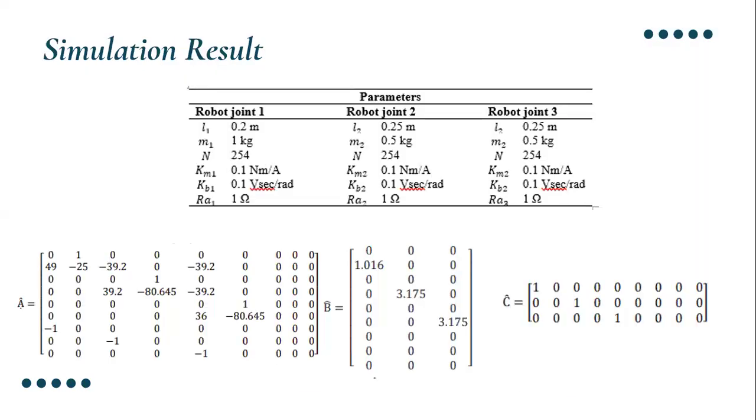The simulation is performed in MATLAB Simulink by creating a state space model of the robot manipulator. The simulation is conducted to validate and implement the control algorithm on the hardware. We use the MG996R servo motor parameters as listed in the table. These parameters were obtained from the datasheet. Based on these parameters, we can obtain matrices A hat, B hat, and C hat as follows.